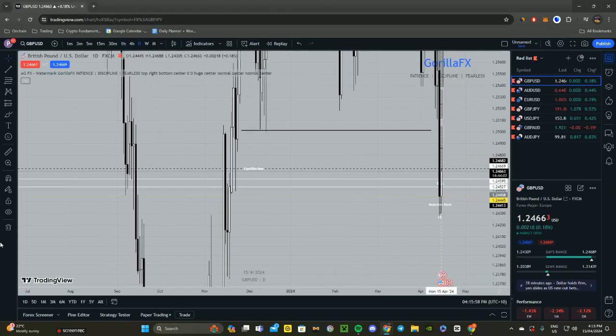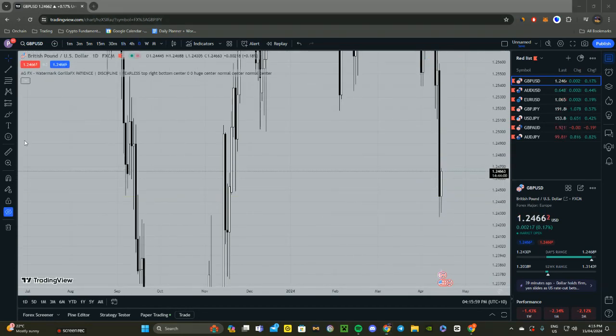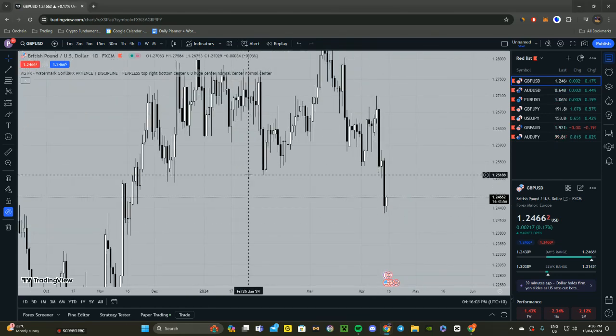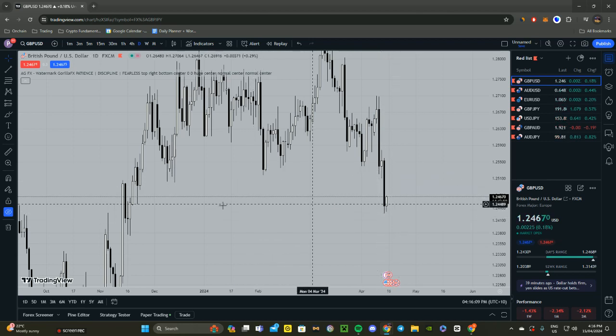So, just cover everything on the daily. Straight away we could see this break of structure to the downside below this line. We broke structure below these lows, right? Also took out this liquidity here.